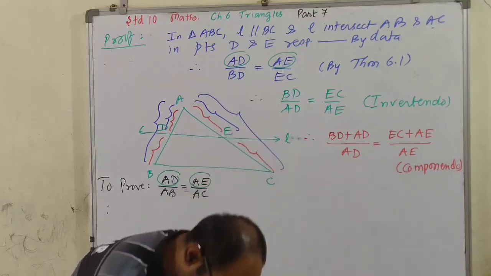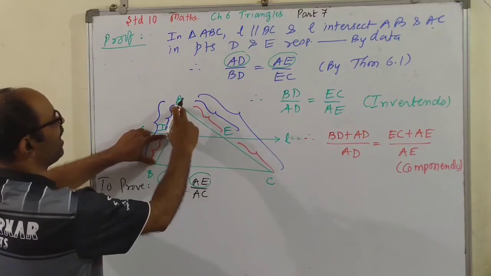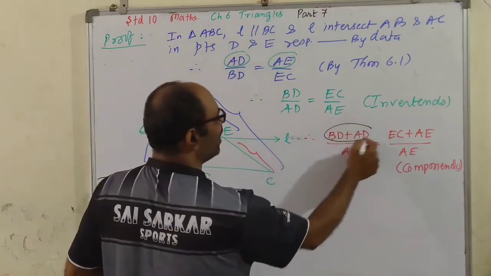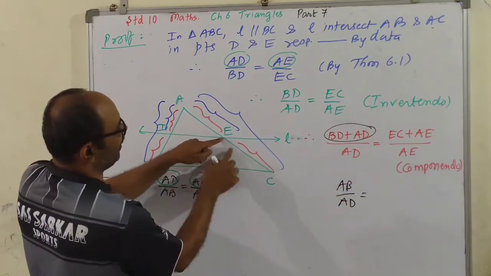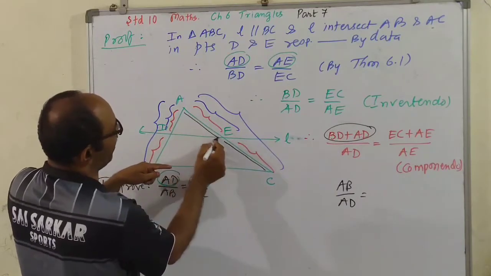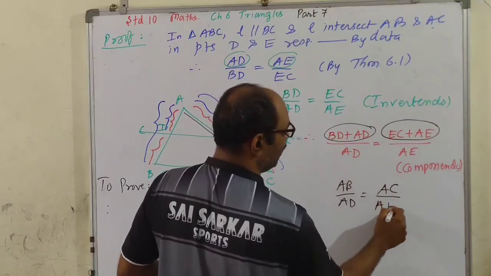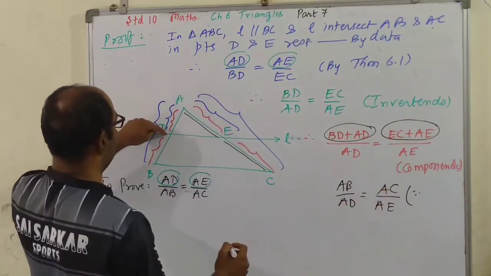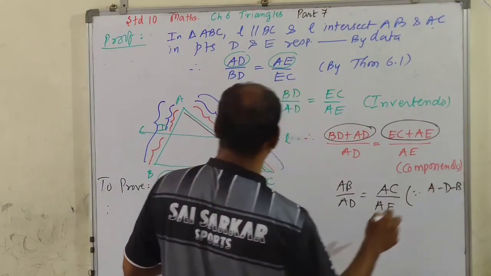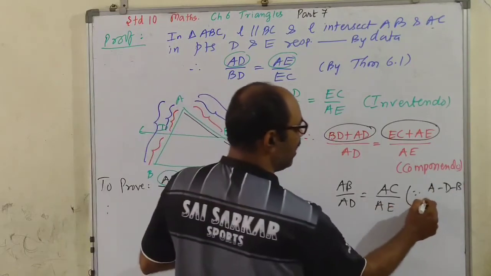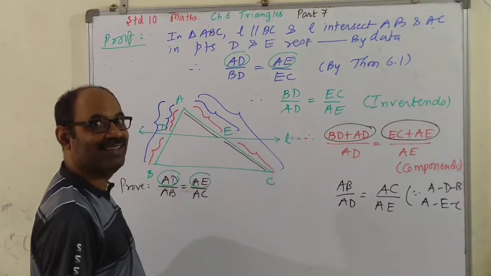Componendo. Now look in the figure. What is BD plus AD whole? AB. So this is AB upon AD is equal to, what is EC plus AE? AC. This one is AC upon AE. Because A-D-B, that's why AD plus BD is AB, and A-E-C, that's why you can say AE plus EC is equal to AC.